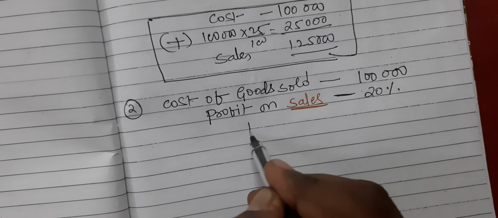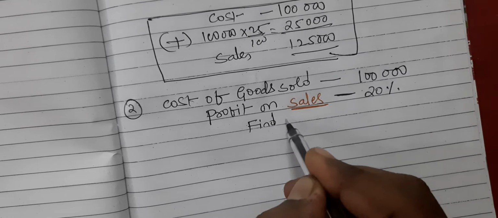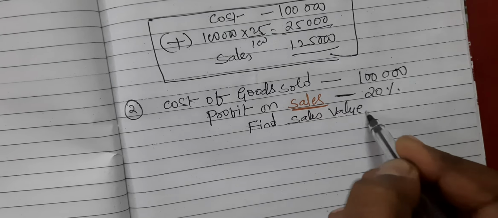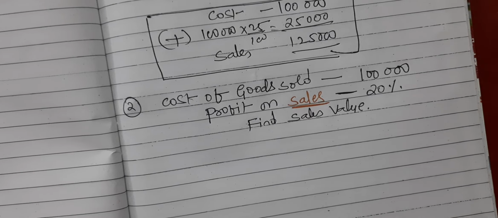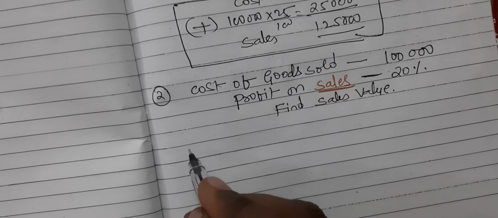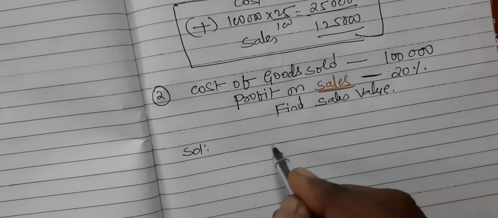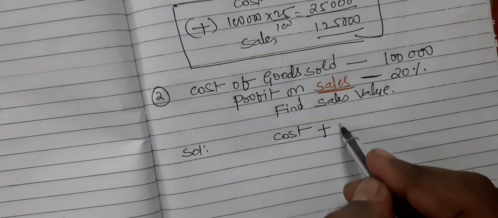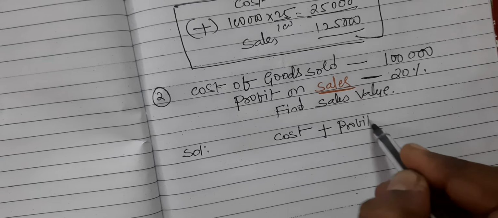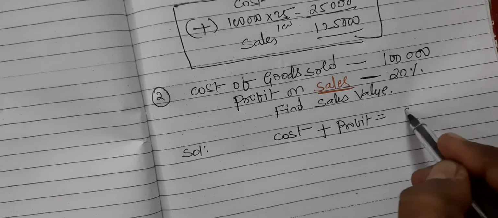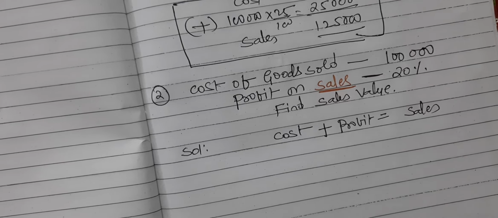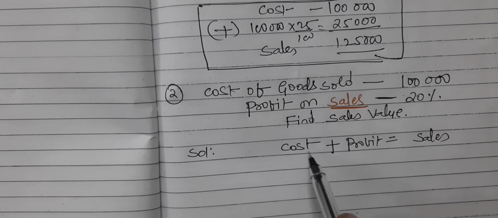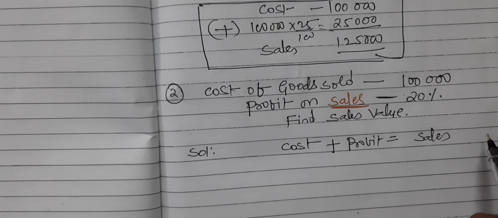Then find sales value. This is a question. Now in this case, what we have to do? First you have to write the equation: cost plus profit is equal to sales. Okay?